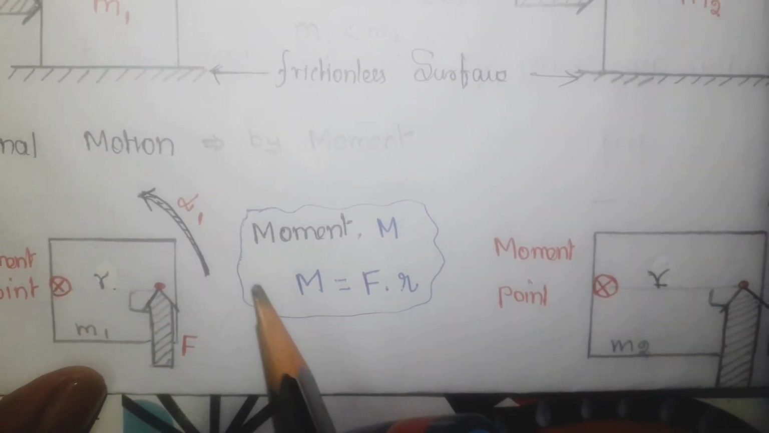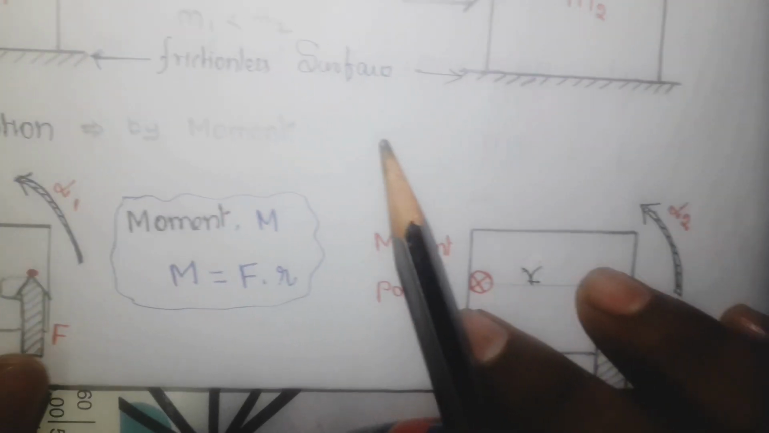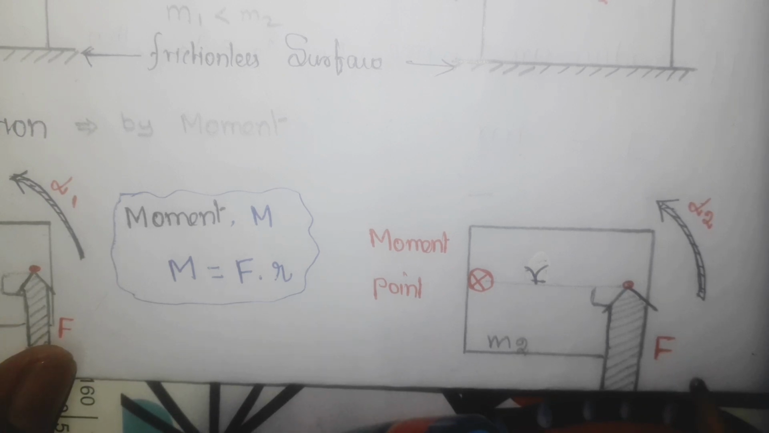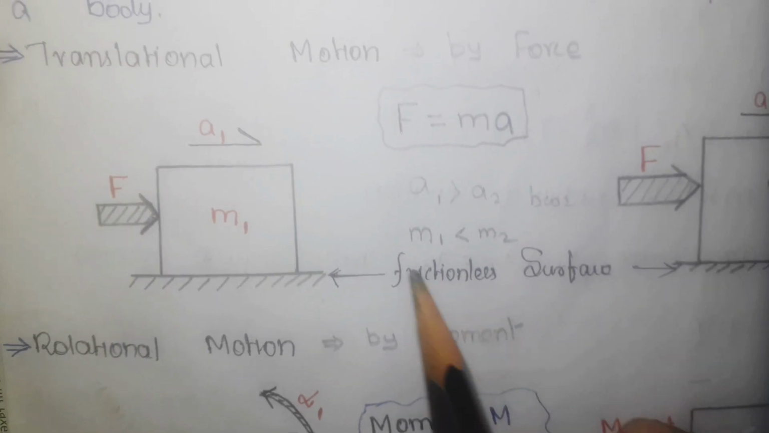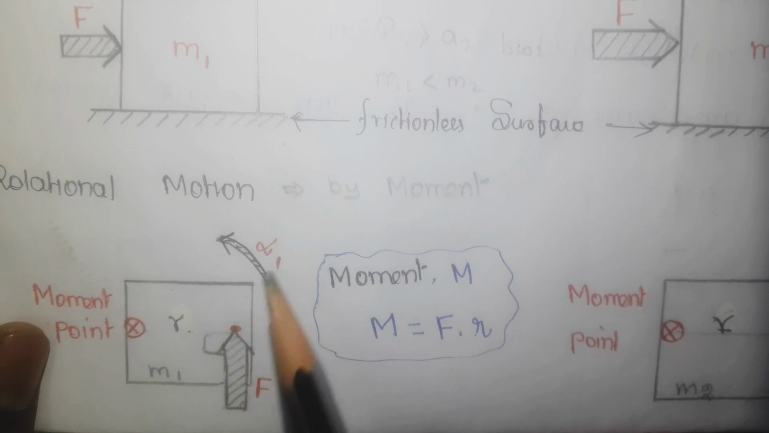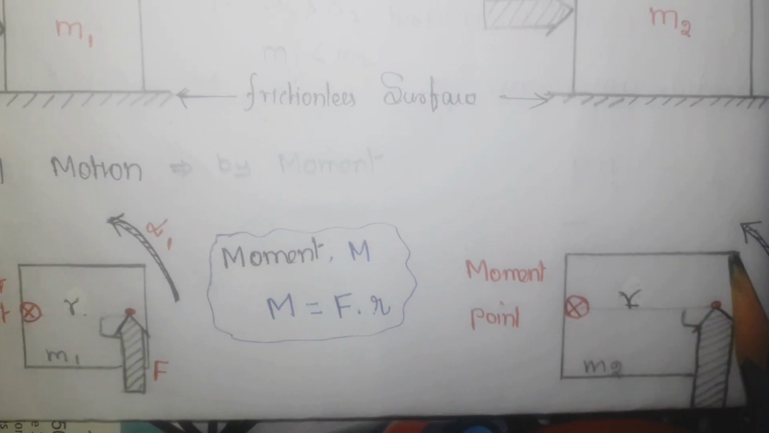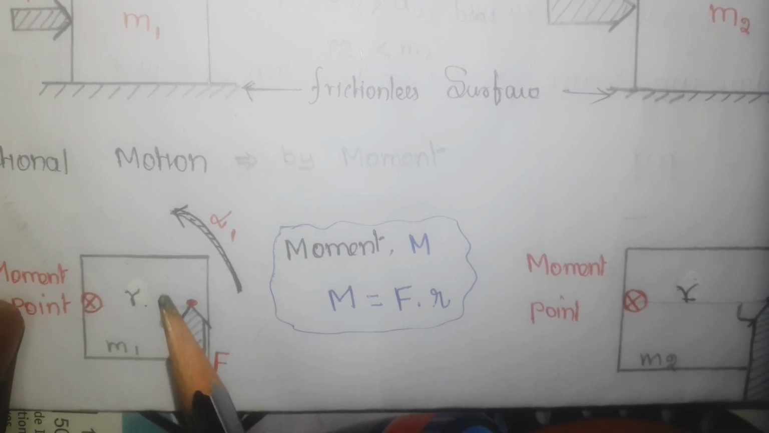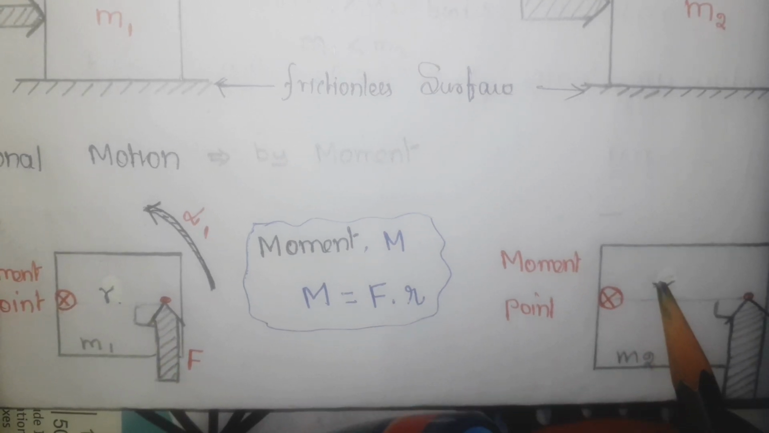Now this is alpha 1 and this is alpha 2, where alpha 1 and alpha 2 represent the angular accelerations of the masses m1 and m2 respectively. Angular acceleration plays the role of linear acceleration here. Now alpha 1 is greater than alpha 2. Why? Because here the mass m1 is less than m2, hence the moment of inertia offered by this object is less when compared to this object. So alpha 1 is greater than alpha 2.